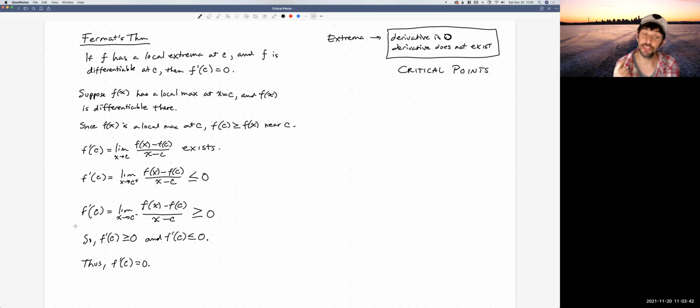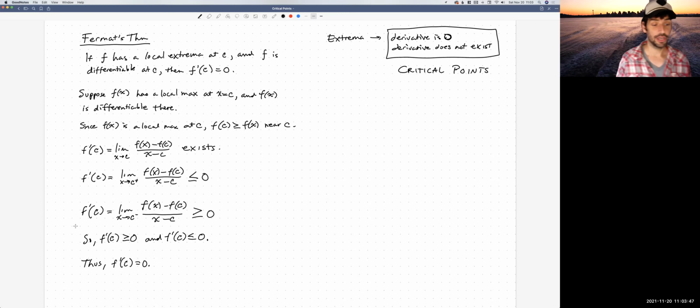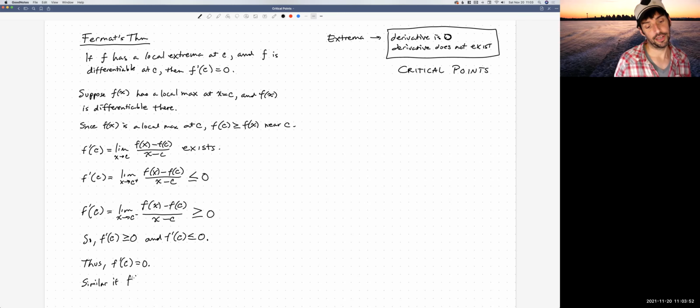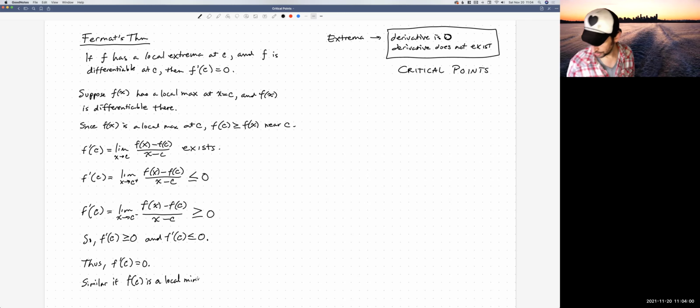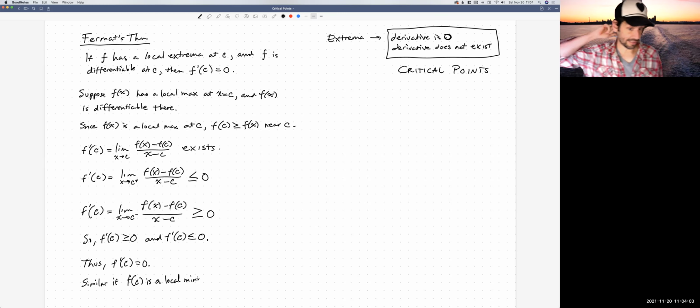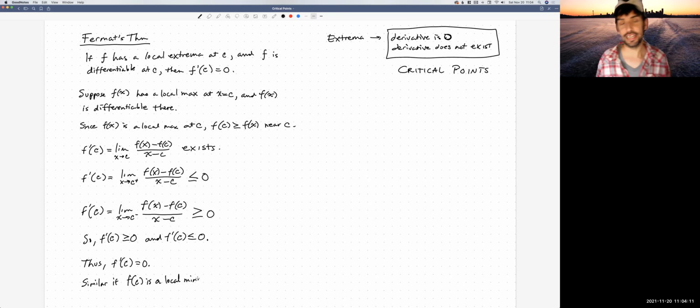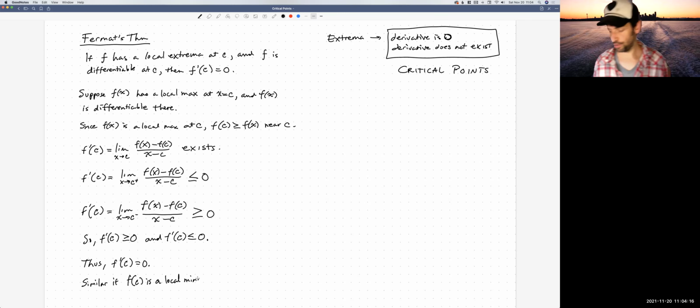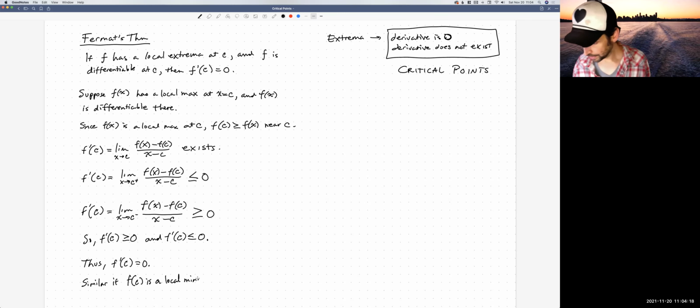We did it for local max. You can do the same thing for the local minimum, just some of these inequalities turn around. I'll let you think that through. I'll just say similar if f of c is a local min, and we'll consider it proved. So this is a nice reality. We've been playing with this idea intuitively for a while, the notion of horizontal tangents and seeing these little hills and valleys. But now we've put a little more precision to it.